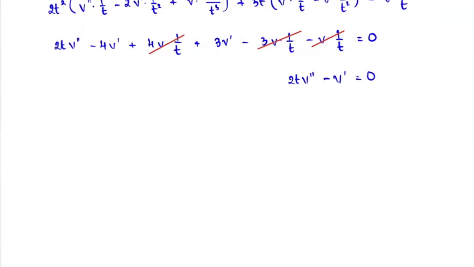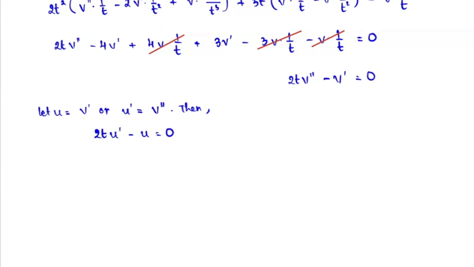Okay. So now you still have a second order differential equation. This is where the reduction of order comes into play. Right. So I'm going to reduce the second order differential equation down to a first order differential equation by letting u equal to v prime. Let u equal to v prime, or u prime equal to v double prime. Then we arrive at this differential equation. So 2t times u prime minus u equal to 0.